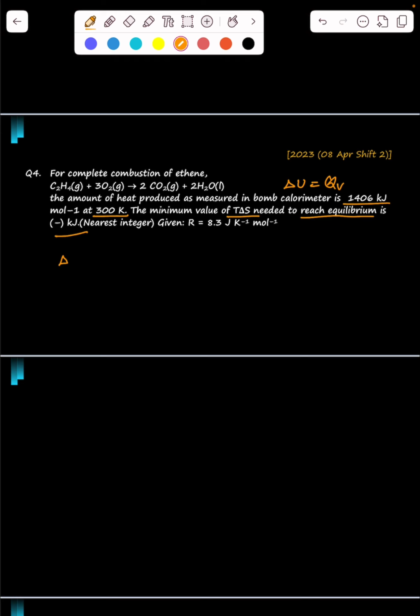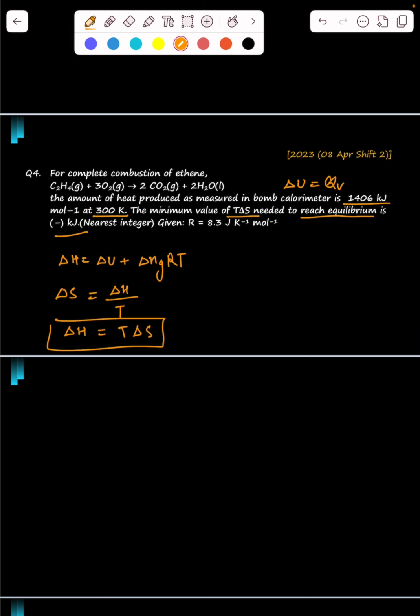मतलब हमारे पास दो फॉर्मूले होते हैं. एक तो delta H is equal to delta U plus delta n g RT, और दूसरा फॉर्मूला होता है delta S is equal to delta H by T. सो हमें बेसिकली T delta S का वैल्यू चाहिए, ये चाहिए. तो उसके लिए H निकालना होगा. सो हाउ वी कैन कैलकुलेट दी H?